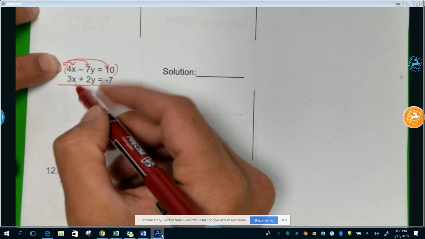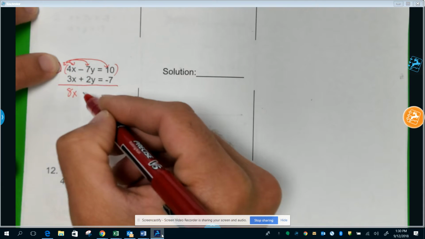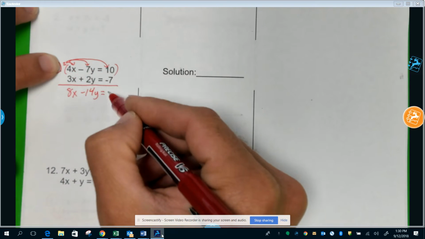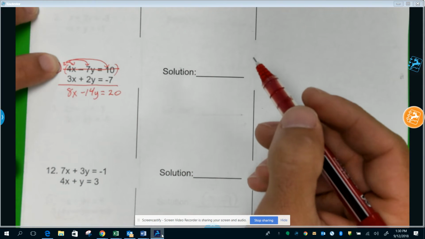So when I do that, I'm going to write it down here at the bottom. 2 times 4x gives us 8x. 2 times negative 7y gives me negative 14y. And 2 times 10 gives me 20. And so I'm going to get rid of that top equation because I rewrote it.